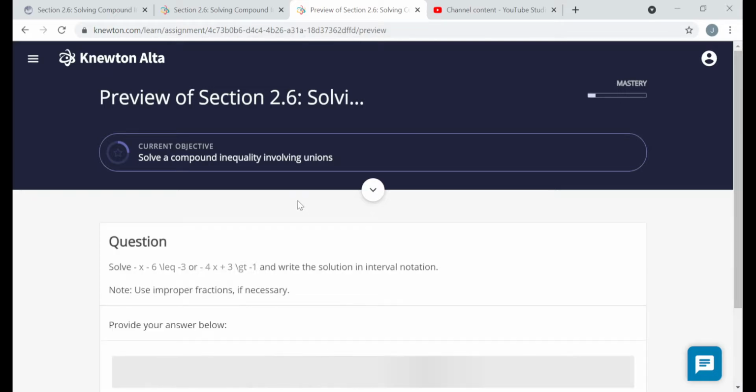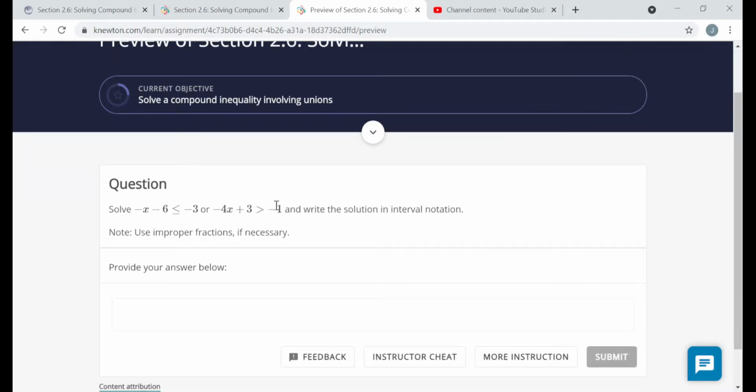Next question. It's on the same objective: solve a compound inequality connected by the word or. And again, I'm going to write this out and do the same thing I did in the last example.